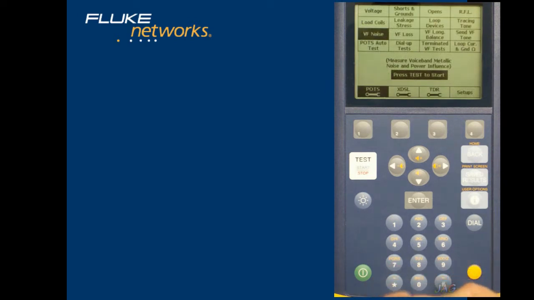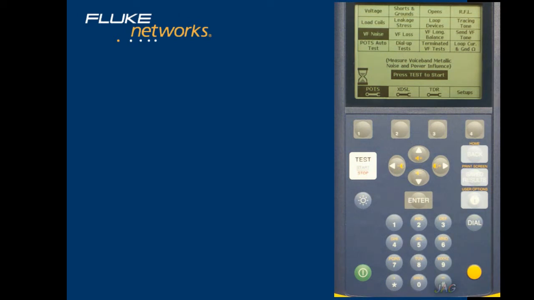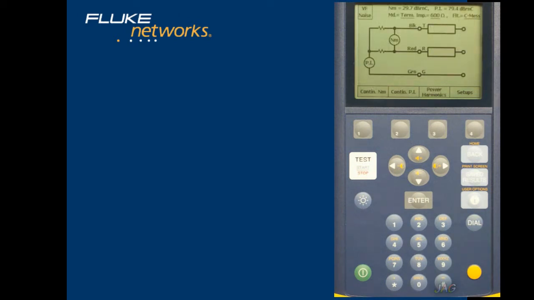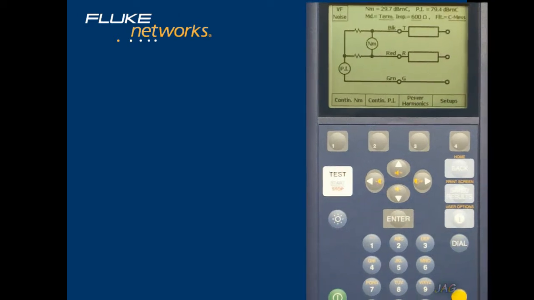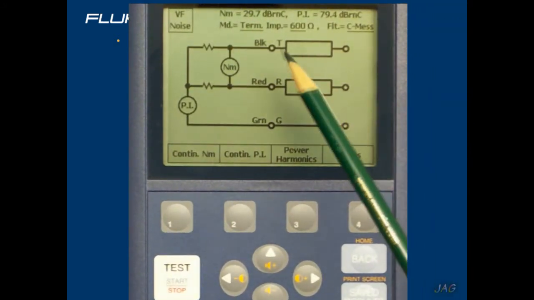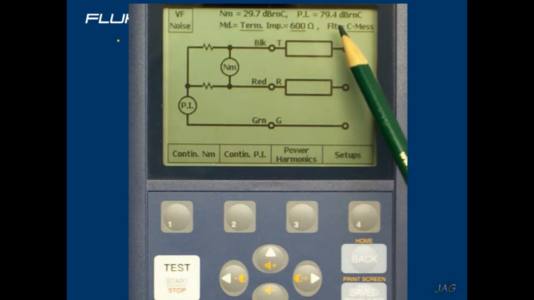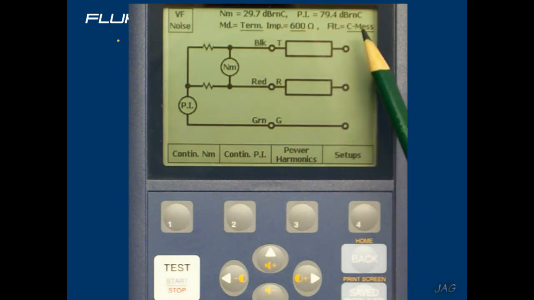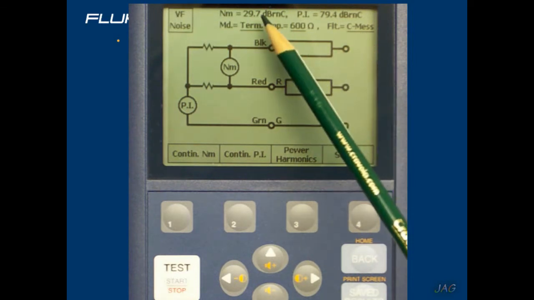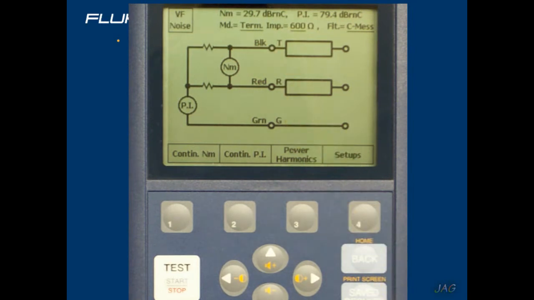To run the test, after we have it highlighted, we simply hit test. And you'll see in the top it displays the metallic noise and the power influence. The metallic noise is about 29.7. The power influence is about 79.4. We're also using a C-message filter to measure the noise, and we are terminated as far as our impedance goes.